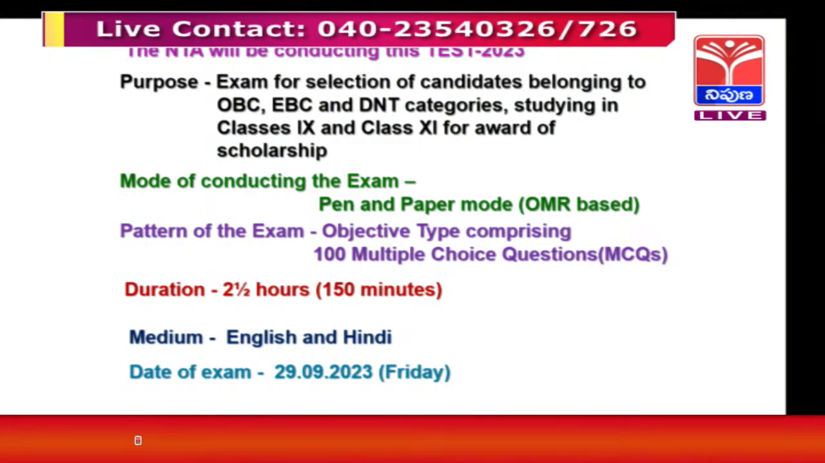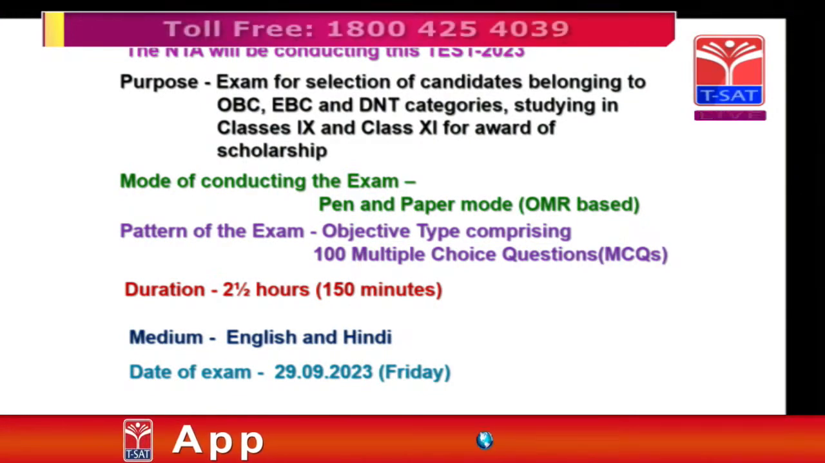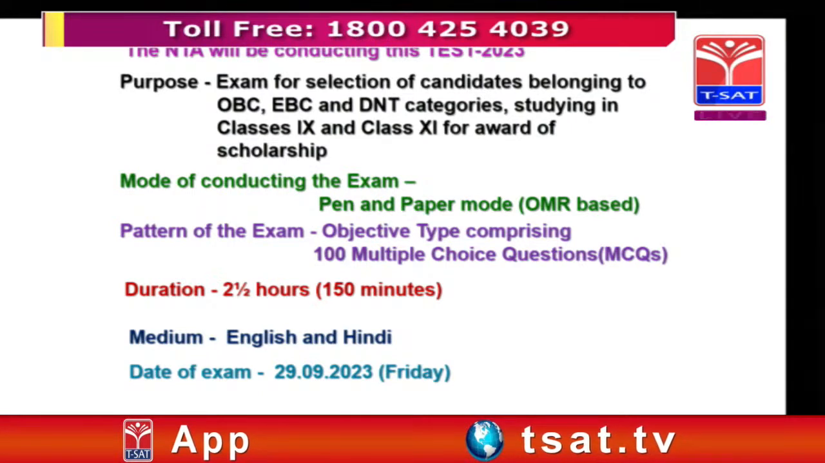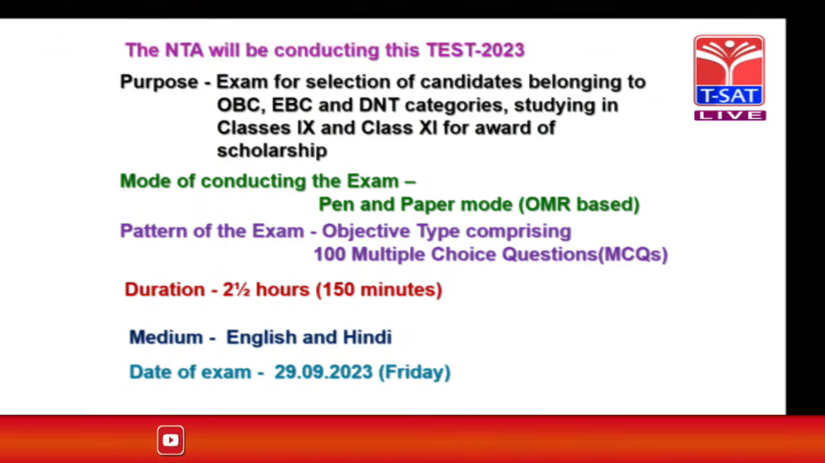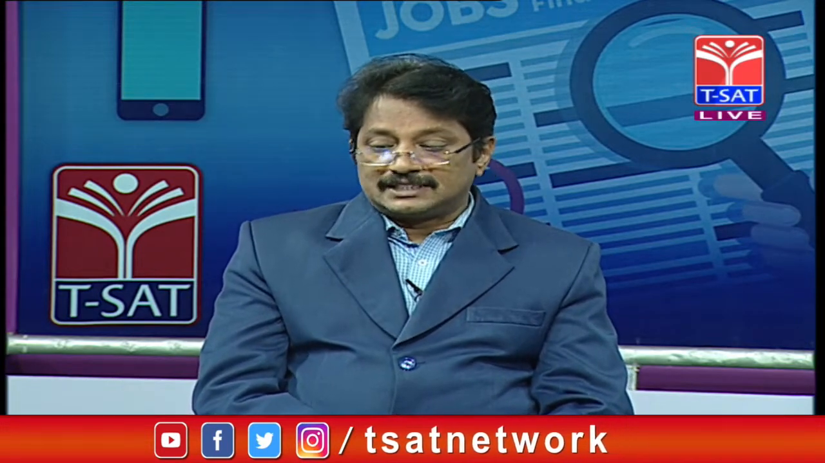So, maybe last year it was given as a CBT, computer based test, but this year it is pen and paper set. Each district has an examination center, so you do not feel any difficulty going to another district to write this examination. It is convenient for you, and the pattern of examination is all multiple choice questions.